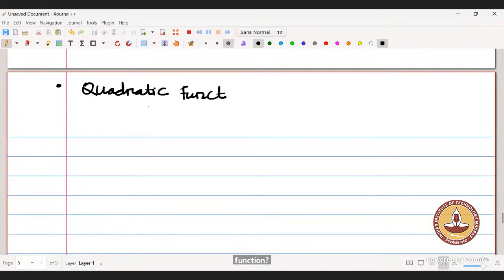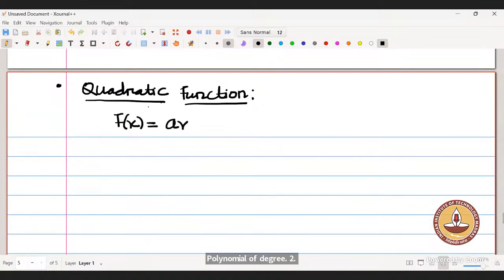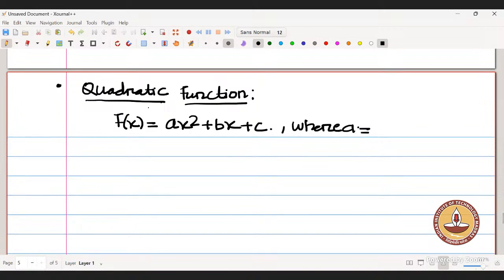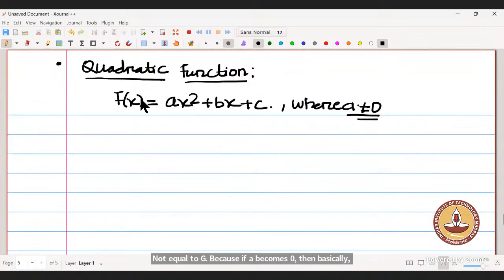Power 2. Polynomial of degree 2. Correct. So it's a polynomial of degree 2, right? That means it should be of this form, where a is not equal to 0, because if a becomes 0, then basically I'm coming back to the linear equation, right? So I need to make sure that this one is not equal to 0, right?